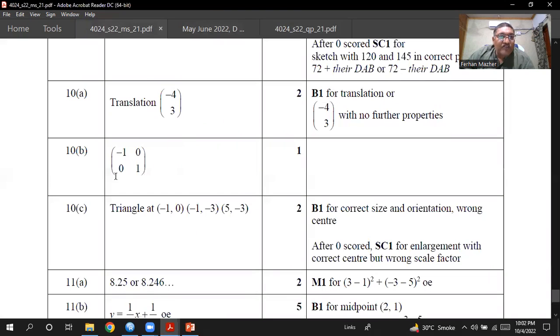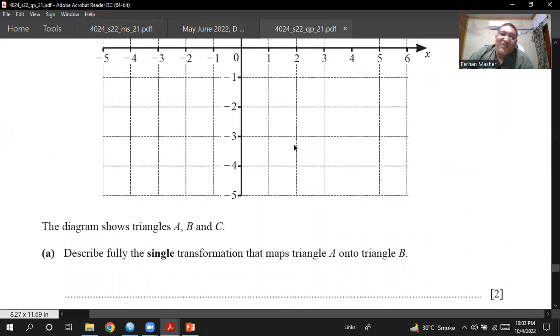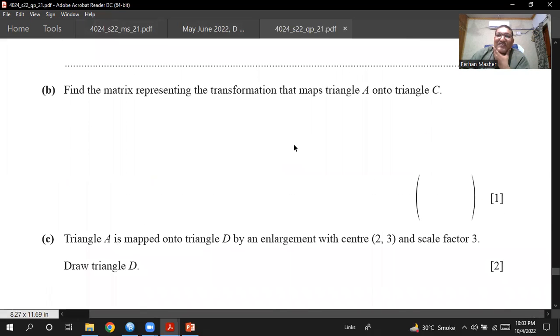Let's check. Minus 1, 0, 0, 1 is the right answer, sir. Our answer is the same. So hopefully you understand. It's a 1-mark question, but if you can remember, just remember them.